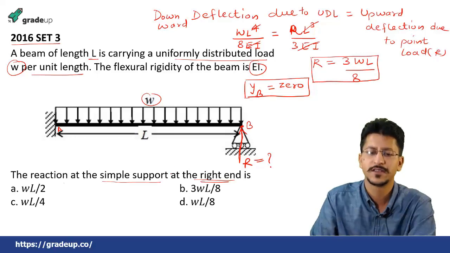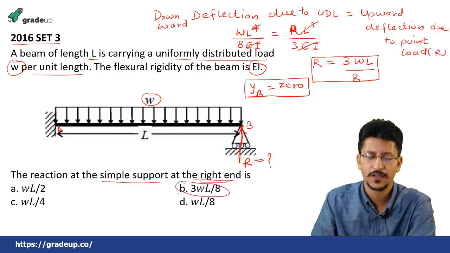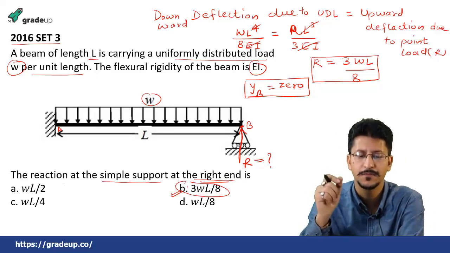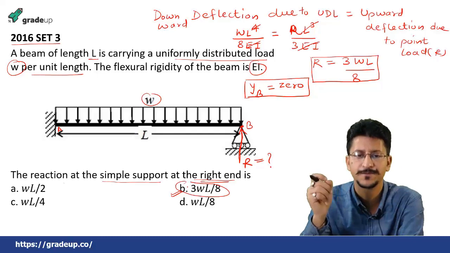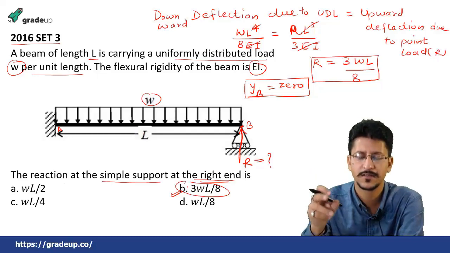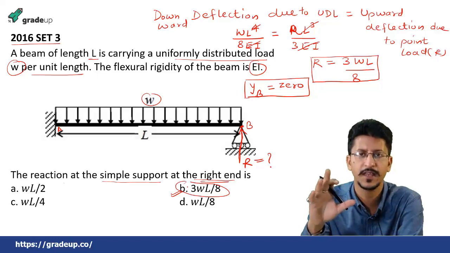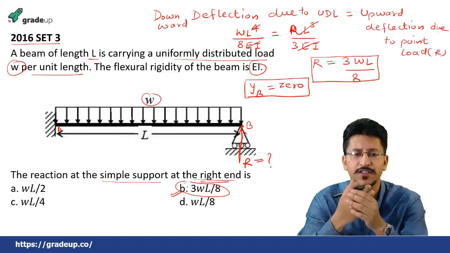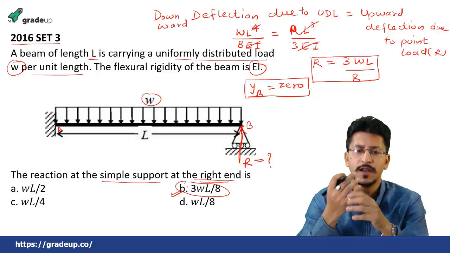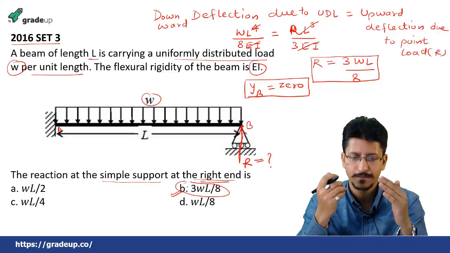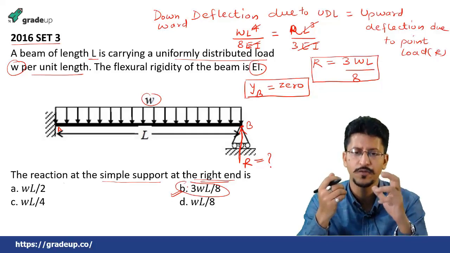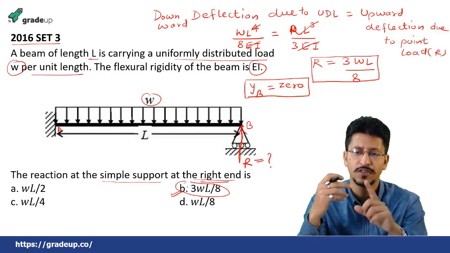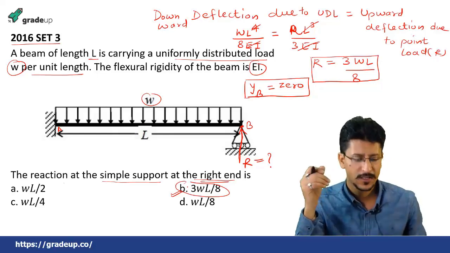This is a very simple question. This way you can get the answers for these questions, just using the concept of deflection. Just write this and you will get the answer by equating the deflections, because at point B there will be no effective deflection. The deflection which will tend to be caused by the UDL will be counterbalanced by the reaction. So this is the way to find out the reaction in this case.